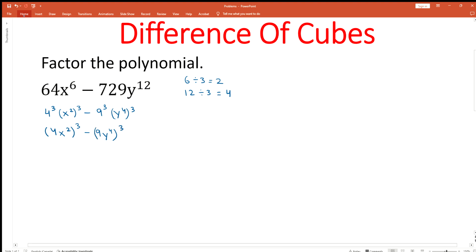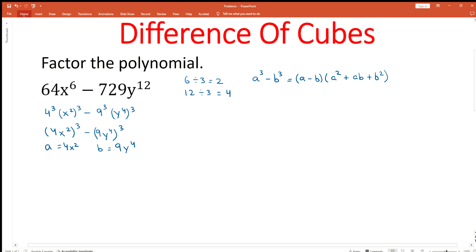Now this expression is ready to be factored using the difference of cubes factoring method. The formula for the difference of cubes factoring method is a cubed minus b cubed equals a minus b times a squared plus ab plus b squared. In our expression, a is equal to 4x squared and b is equal to 9y to the power 4.